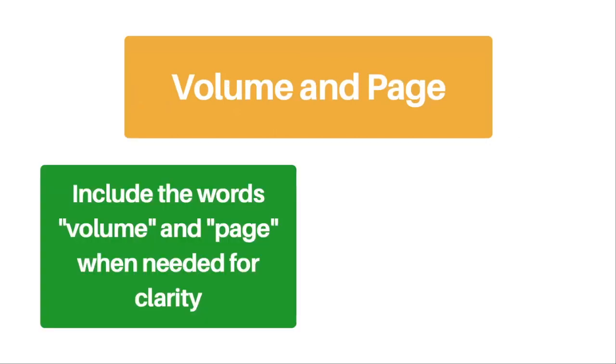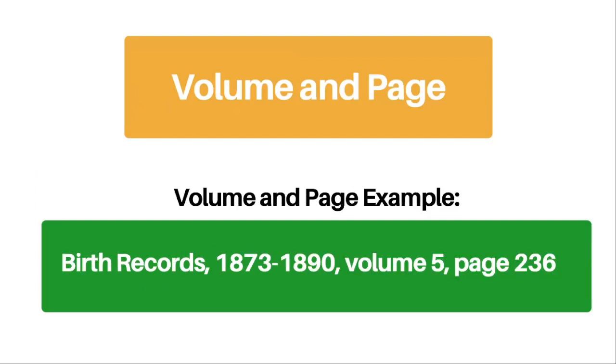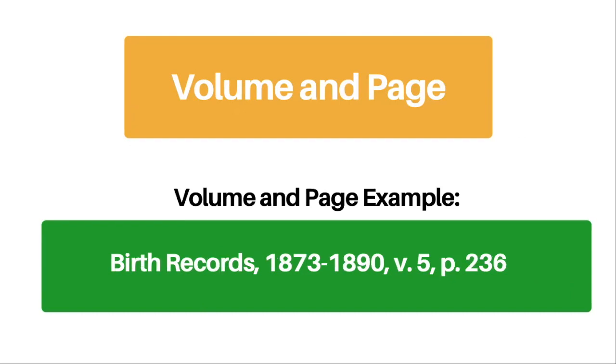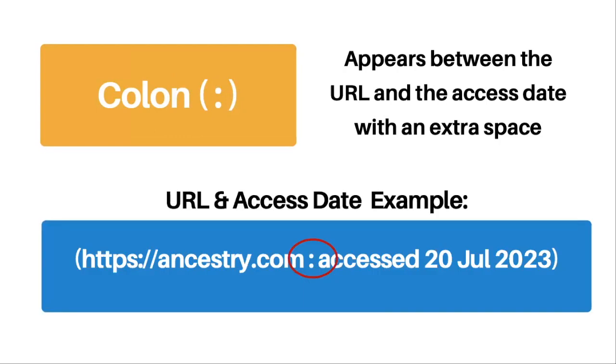When it might be unclear that you're referencing a volume or a page number, you can include the words volume and page when needed for clarity. These can also be abbreviated. Here's an example of a book volume with the volume and page written out. Here's the same example with abbreviations. Lastly, a colon appears between the URL and the access date with an extra space. Here's an example to show the extra space between the URL and the access date. So there's a space before and after the colon.